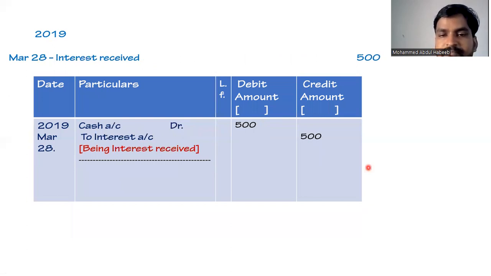Interest received 500 rupees. So here the date will be taken as 2019 March 28. We are receiving cash. So cash is coming into the business. So cash will be debited. And the name of the income will be credited. The income is interest. So it will be credited as to interest account. So the general entry becomes cash account debit to interest account 500, 500. And the narration will be: being interest received.